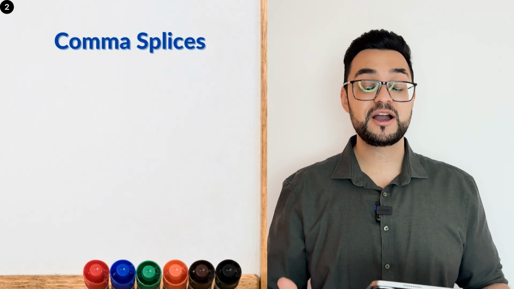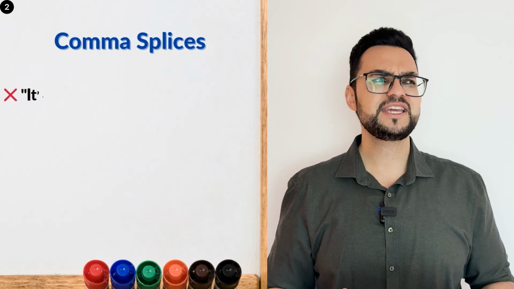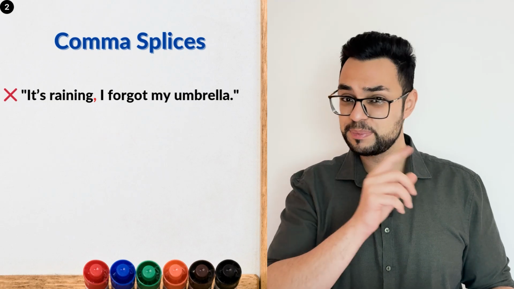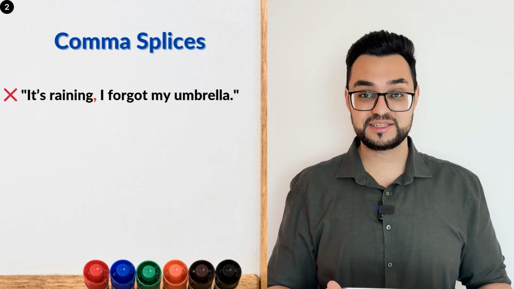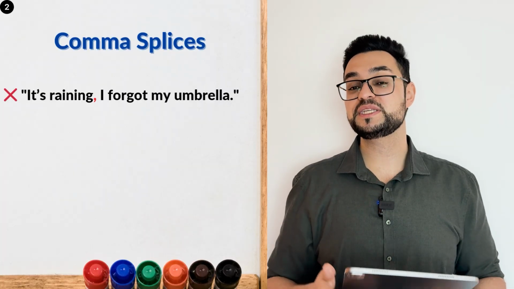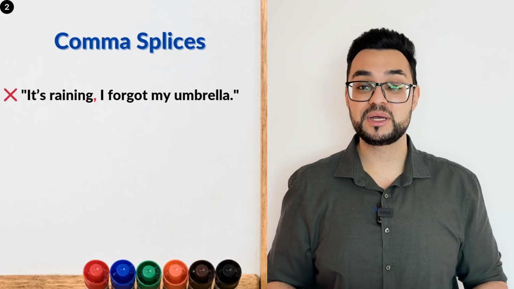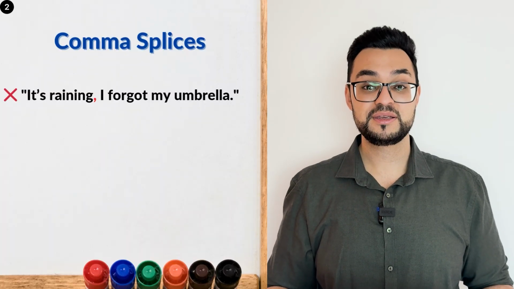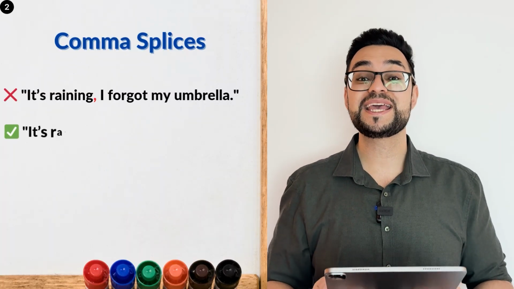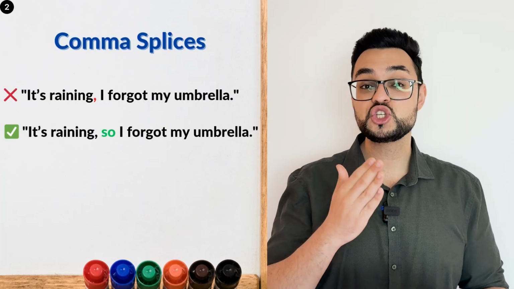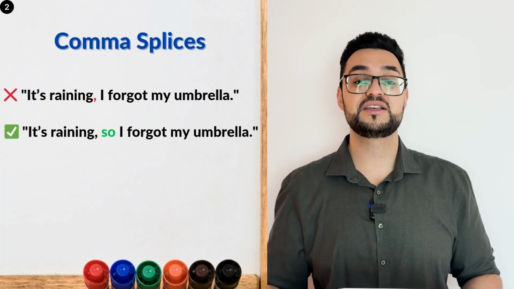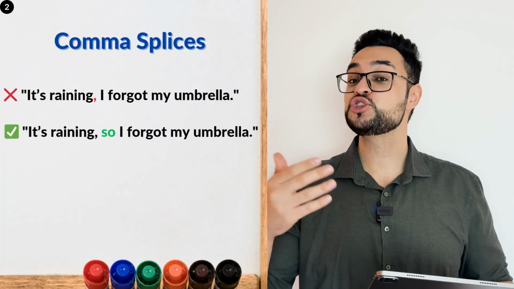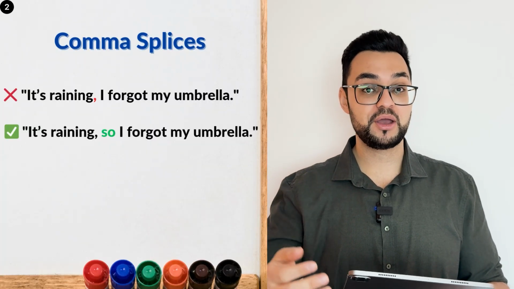The next one is comma splices. Like saying, it's raining, I forgot my umbrella. In this case, you're separating two different sentences by just using a comma. Remember, comma is not that strong to separate two sentences. So how do we fix this? You can use a conjunction like so or because after your comma. You can say it's raining, so I forgot my umbrella.